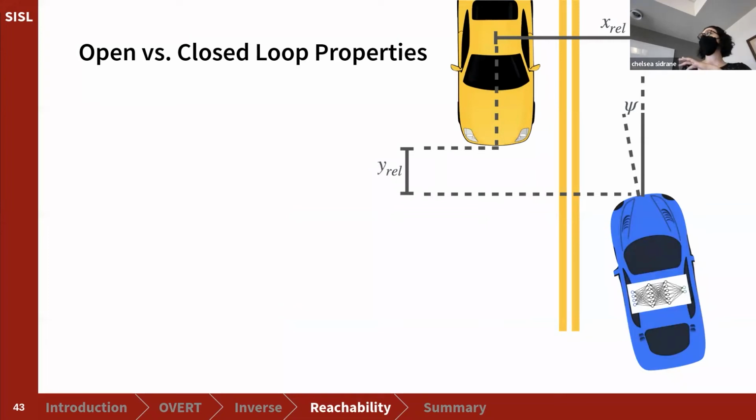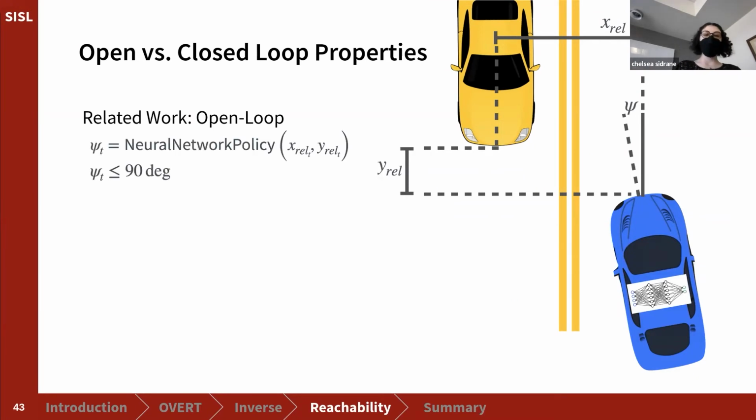So let's consider an automated driving task like this, where we have a neural network controlling the blue car, the steering angle psi, as a function of relative distance, x and y, to the yellow car. Using existing approaches, we can verify what we call an open loop property, like ensure the commanded steering angle produced by the neural network is never more than 90 degrees, which translates to ensure the car never swerves. But it doesn't tell you about the system behavior when the control policy is applied repeatedly.